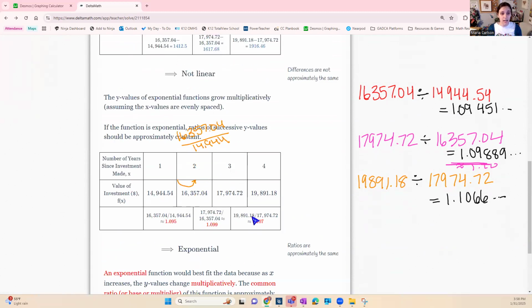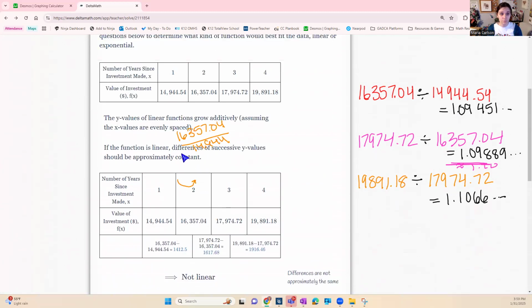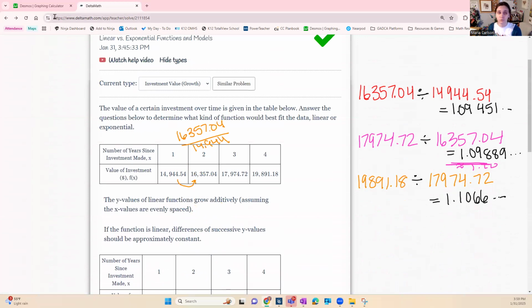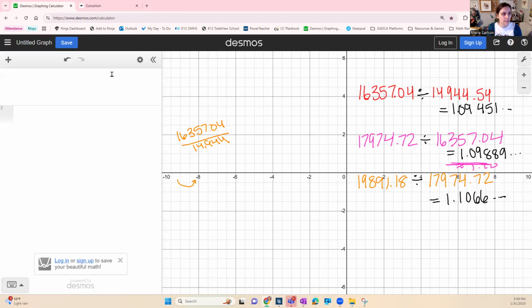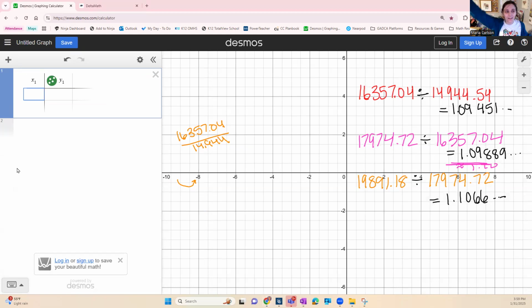These take some practice. I honestly do encourage you to put this table into Desmos, and to remind you real quick how you would do that. In Desmos, I'm going to clear all this. In Desmos, you would simply click over on the side here. I need to move this menu. Over on the side, click add item, and add a table. And then you could enter in your x and y to see if it looks like it's increasing in a straight line or if it seems to be growing more and more and more or decreasing.